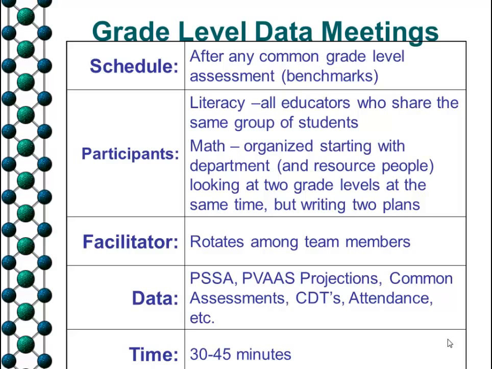As I mentioned already, grade level data meetings will be at least 3 times a year, beginning, middle, and end of year. And the focus for literacy will be a little different than the focus for math. When looking at literacy grade level data, all educators who share the same group of students will meet to look at the data as a grade level. Literacy in all content areas has a direct correlation to achievement.